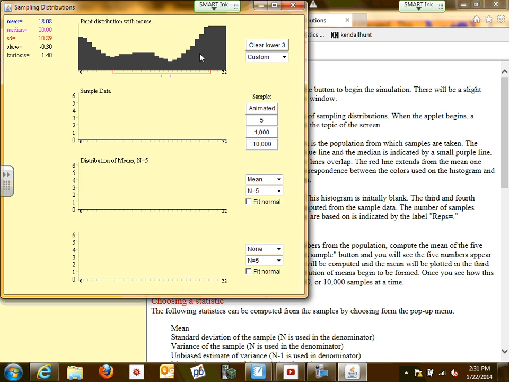To get the size of these areas since it's not normally shaped. See, the good thing about the normal model is that calculus is done for you. It's already computed into your z-scores and all that kind of stuff. But this is not. So here we go.